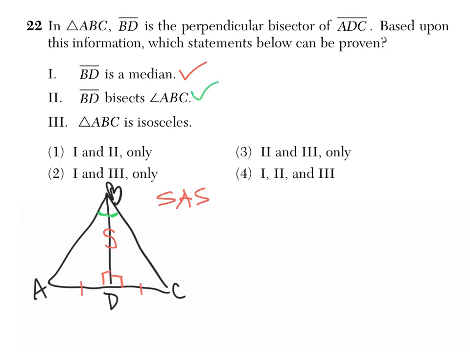And then it says triangle ABC is isosceles. Well, we remember that an isosceles triangle has 2 congruent sides, and we know that this side has got to be congruent to this side, and it is because, again, corresponding parts of congruent triangles are congruent. We can prove that this is an isosceles triangle, so that means that 1, 2, and 3 can be proven. The correct answer is option 4.